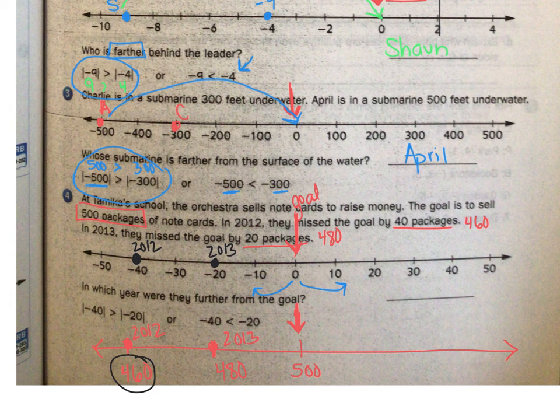So which year were they further from the goal? Well, that was 2012, because they were 40 away. In the other year, they were only 20 away. We're talking about distances. Distances have to do with absolute value. Because the locations are negatives, we can turn them positive with absolute value.